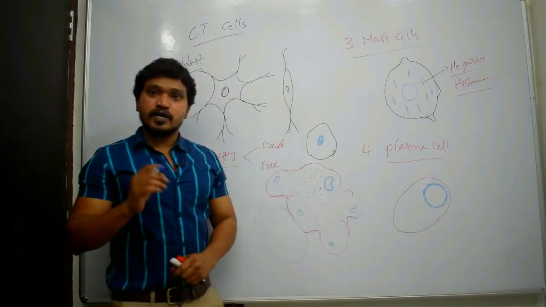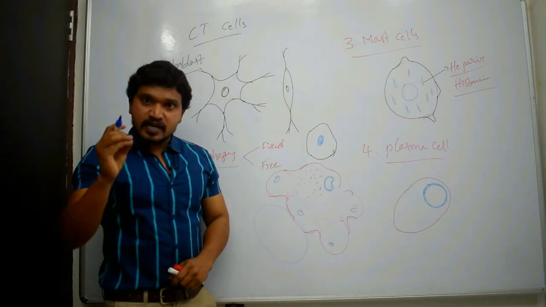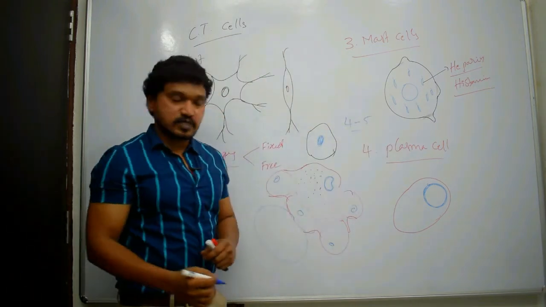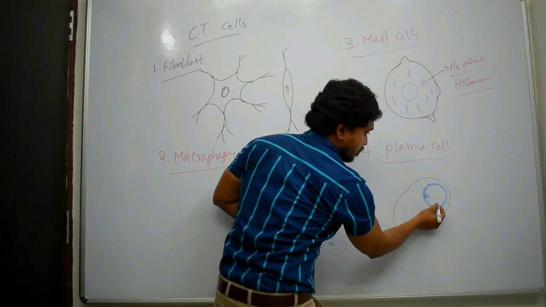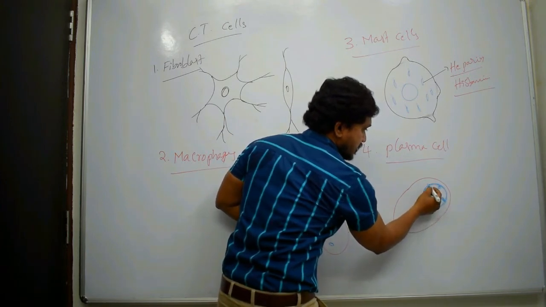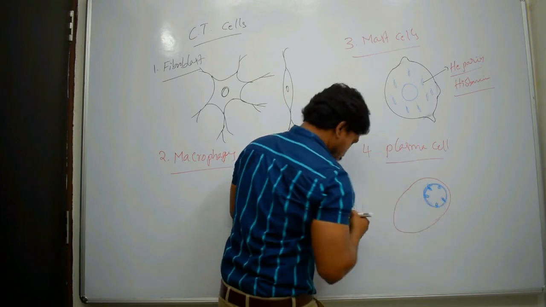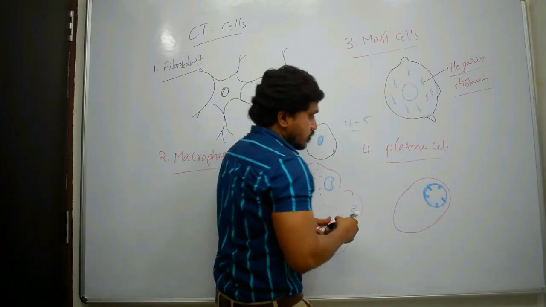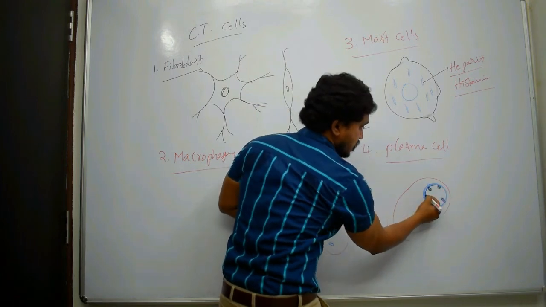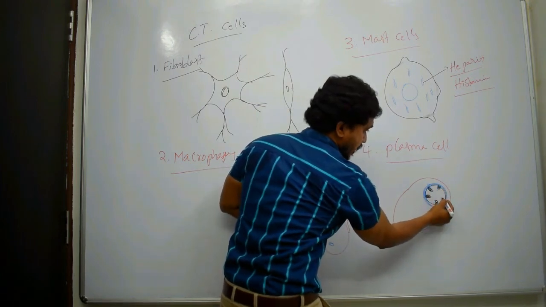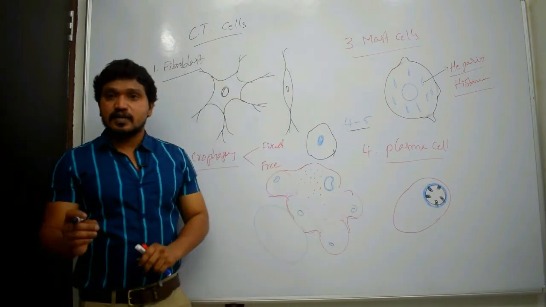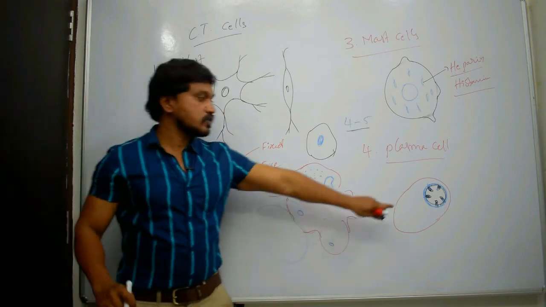The nucleus contains heterochromatin. That heterochromatin is placed as 4 to 5 clumps. This is one clump, this is one clump, this is one clump. Like this, 4 to 5 clumps will be present at the periphery of the nucleus. Because of these heterochromatin clumps, the nucleus appears as a cartwheel. So the plasma cell contains a nucleus with cartwheel appearance.